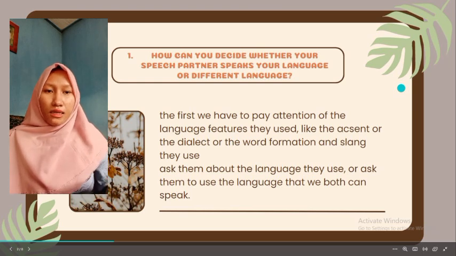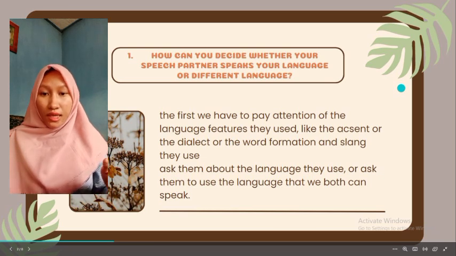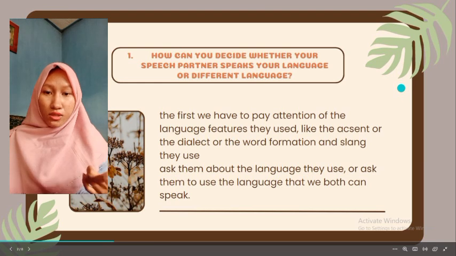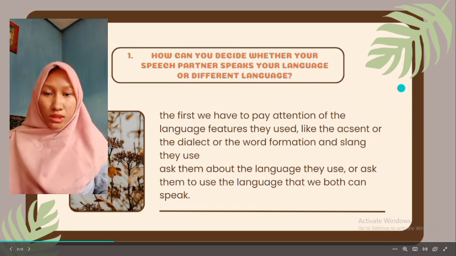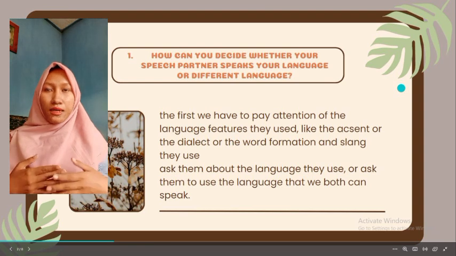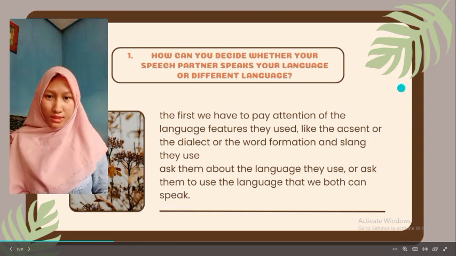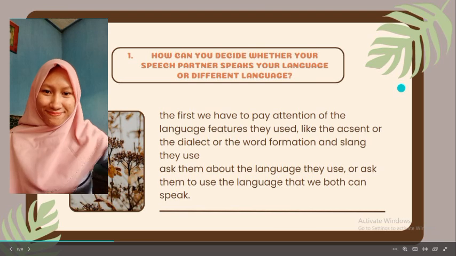Or if they are not using any language that we can use, I mean here Javanese, Indonesian, and English, we can just ask them to communicate with us using sign language, or maybe body language, like a gesture.